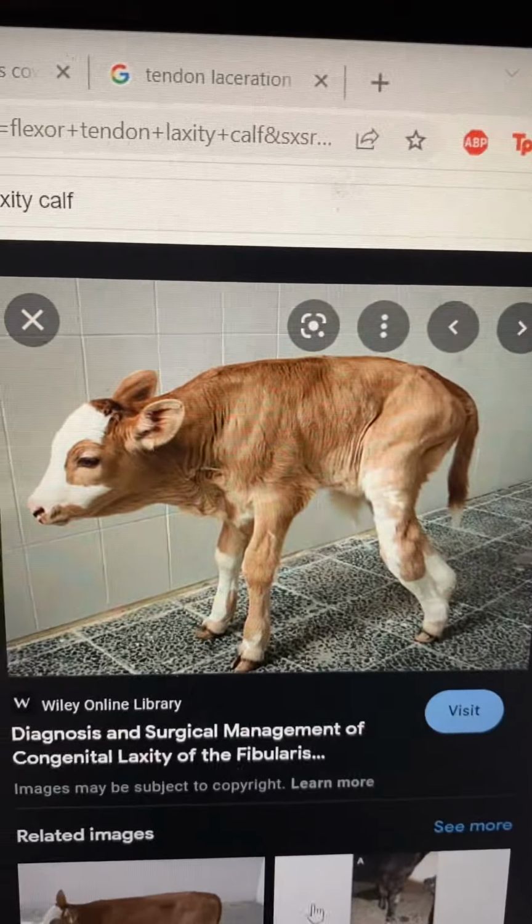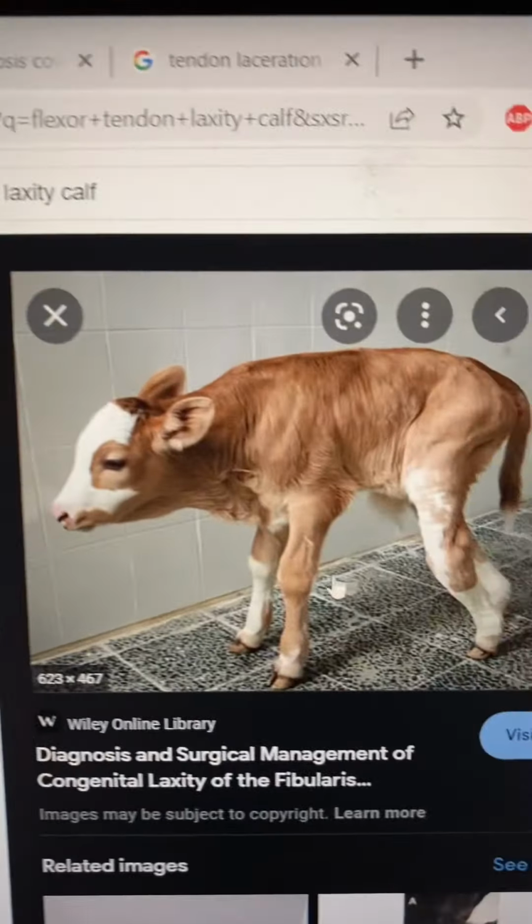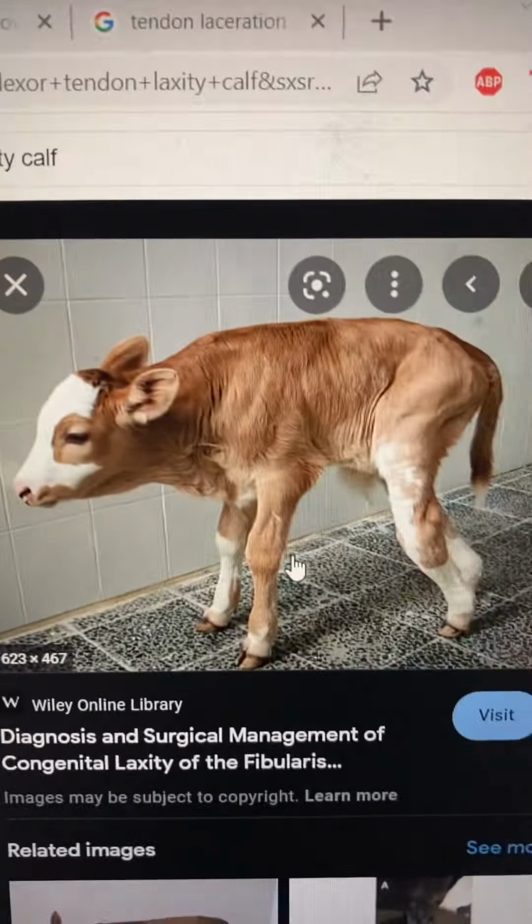Well, if it's mild to moderate, you just need to give them limited exercise. Why is that? It activates something called the myotactic reflex. Sorry, it's quite small now because I've made it sort of half screened. So yeah, this basically strengthens and tones the muscles, the tendons, and the ligaments. What you can also do is glue a thin wooden block or rubber block to the hoof with methyl methacrylate acrylic, and this enables heel extension, basically.